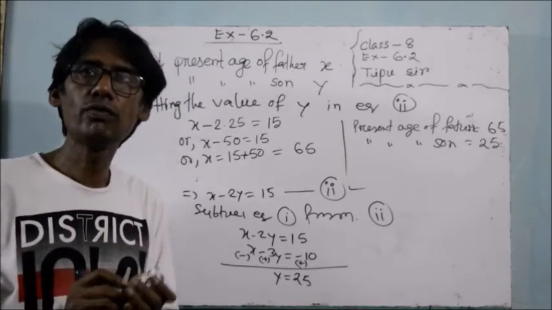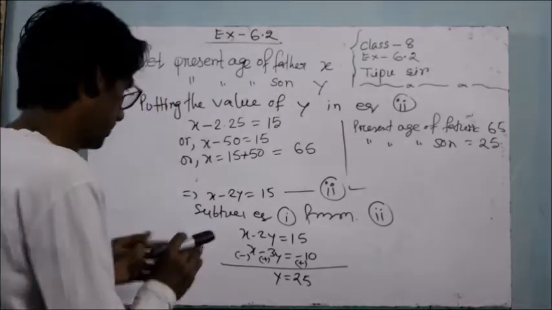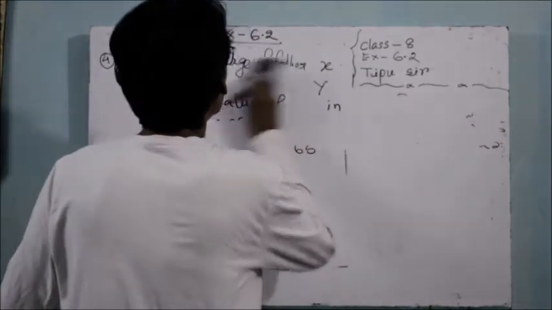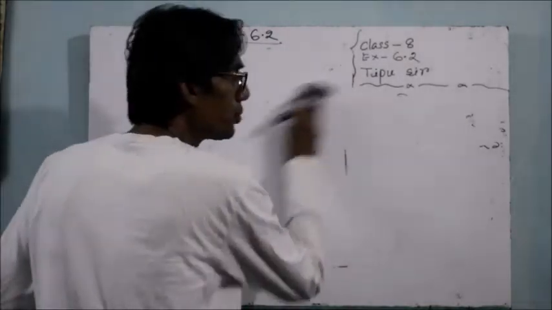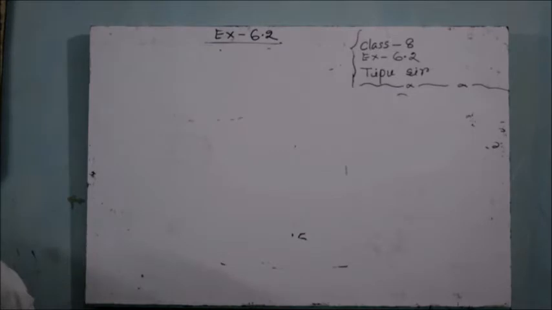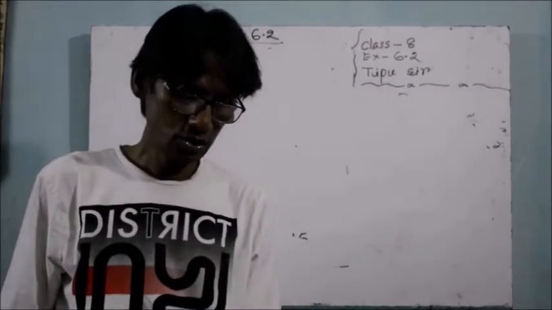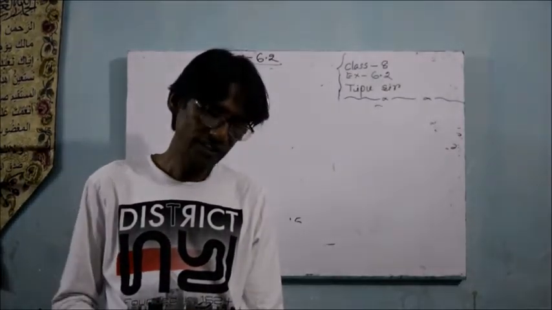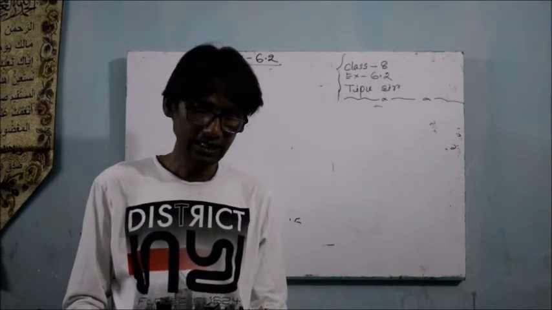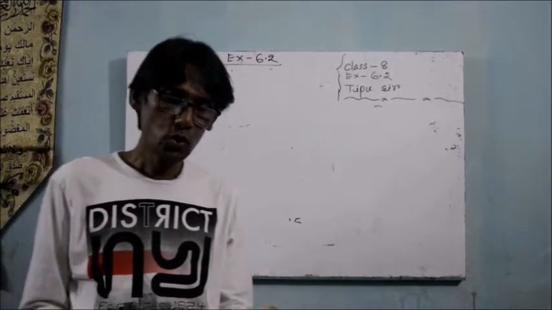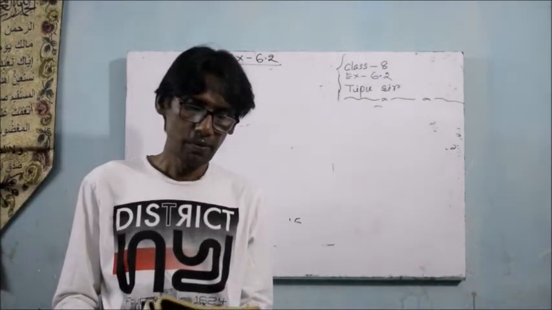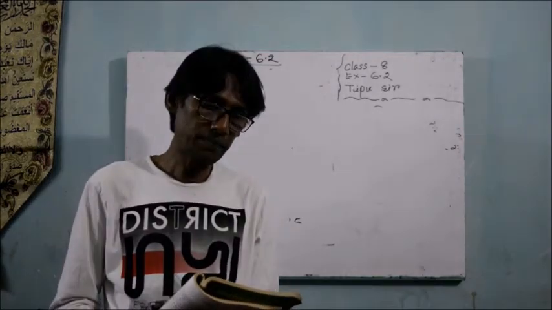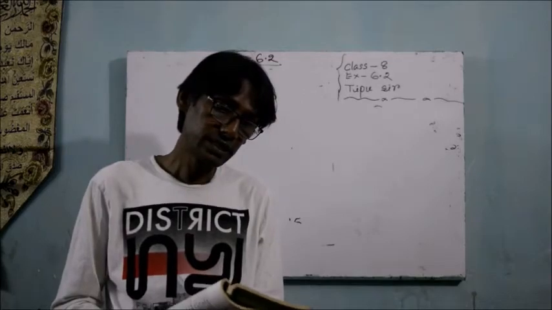Now we will solve math number 5. So math number 5, at first read the question, then make two equations with the conditions, and after that you can solve the math. So math number 5 in your textbook of exercise 6.2 is given like this. If 5 is added to the numerator of a fraction, then it will be 2. Again, if 1 is subtracted from the denominator, then it will be 1.